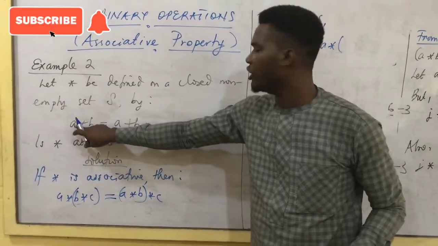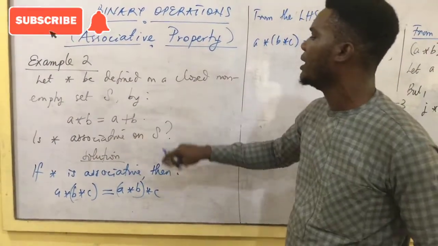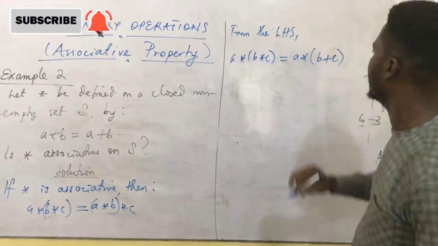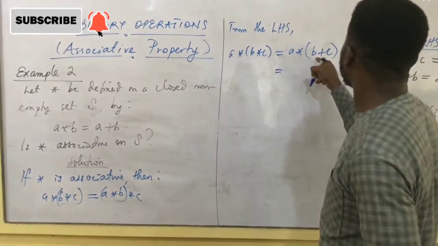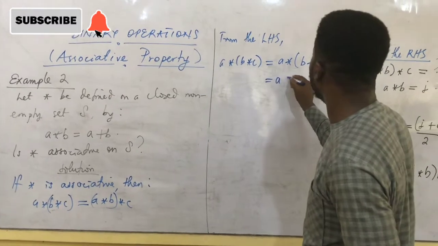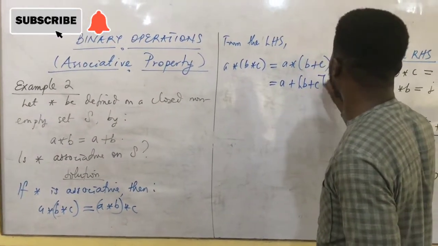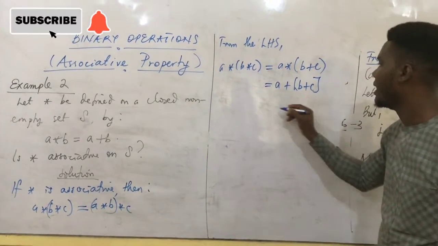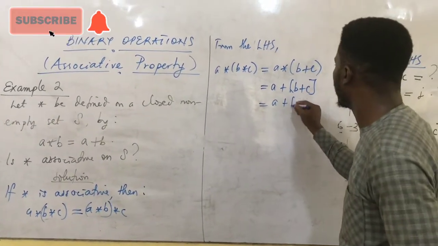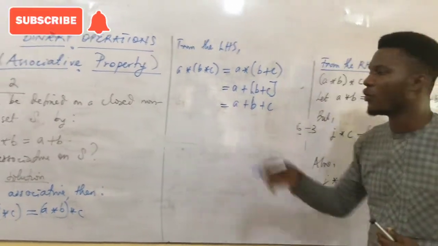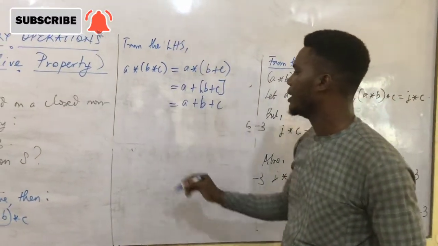From the left-hand side, A asterisk (B asterisk C) would come from this definition. If A asterisk B means A plus B, then B asterisk C should mean B plus C. Now, A asterisk (B plus C) would now be A plus whatsoever is inside the other bracket, B plus C. And that will give us A plus B plus C as the final expression for A asterisk (B asterisk C).